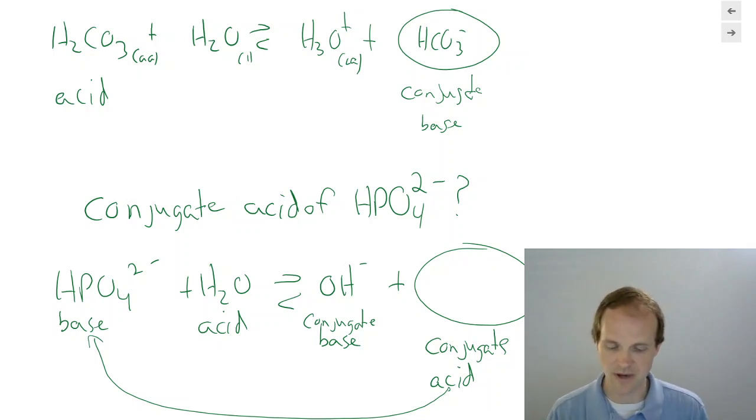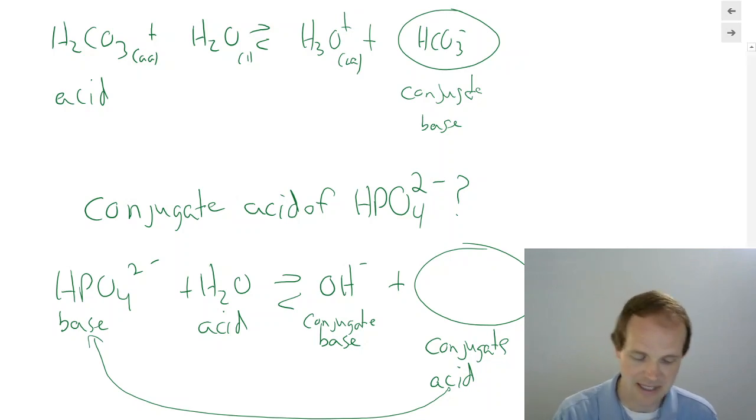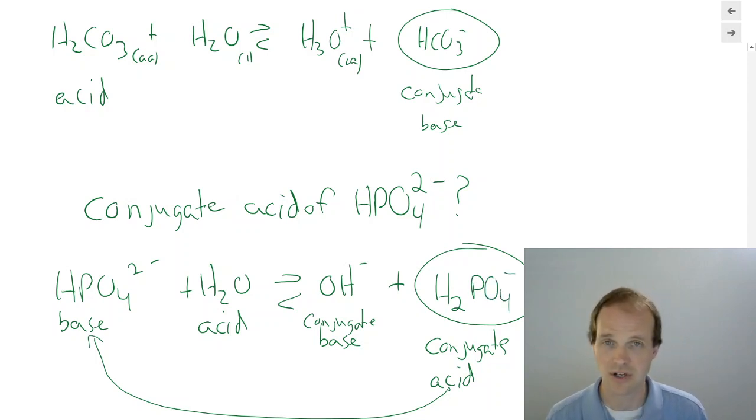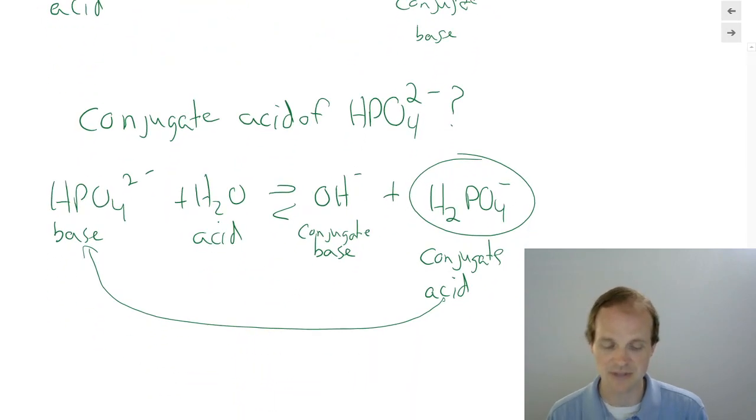So we know that water's acting as an acid. If that water's acting as an acid, it's giving away H+. So that means that my base, HPO4 2-, is taking that. And so it's going to have H2PO4 with a -1 charge. Okay? So again, filling in those blanks, but we can also kind of shorthand, right?